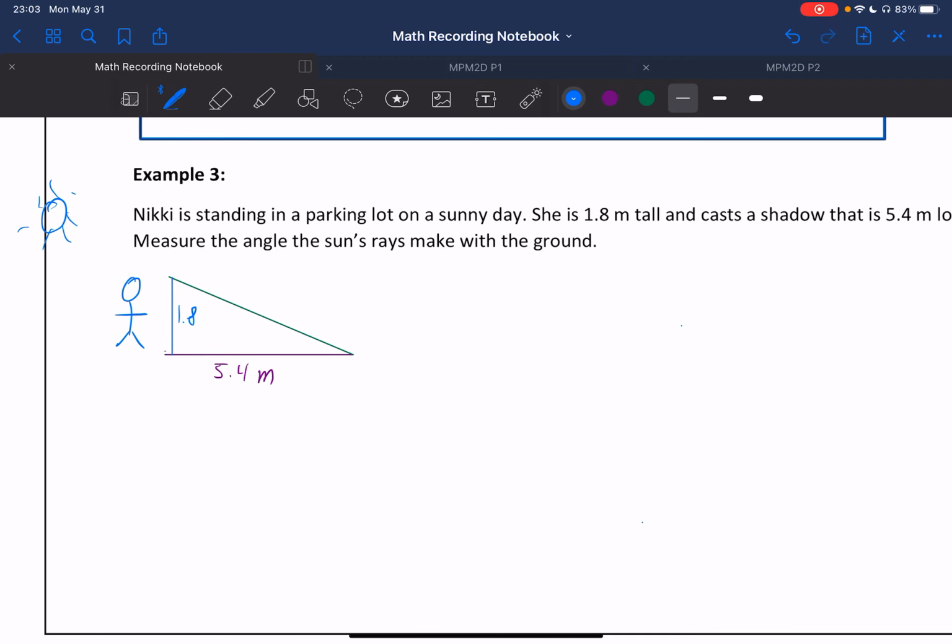What we want to find out is this angle. I'm going to switch colors so you guys can see it right here. We want that angle. This is our question mark. So if we're looking at it from that angle, we can start labeling what we know. The 5.4 here, that's the adjacent. The 1.8 over here, that's the opposite. And then we have adjacent and opposite. That means we're going to look at tan.